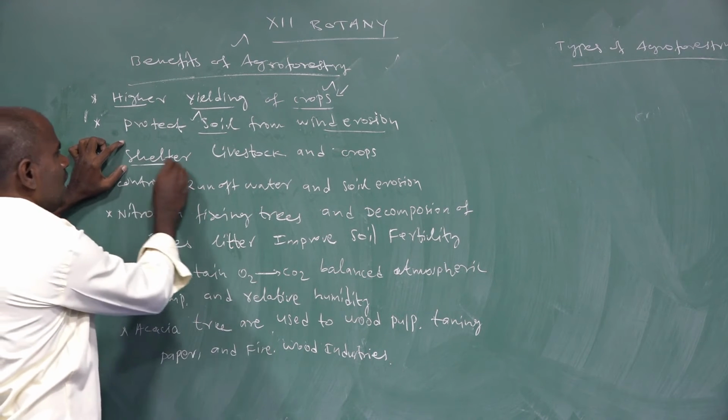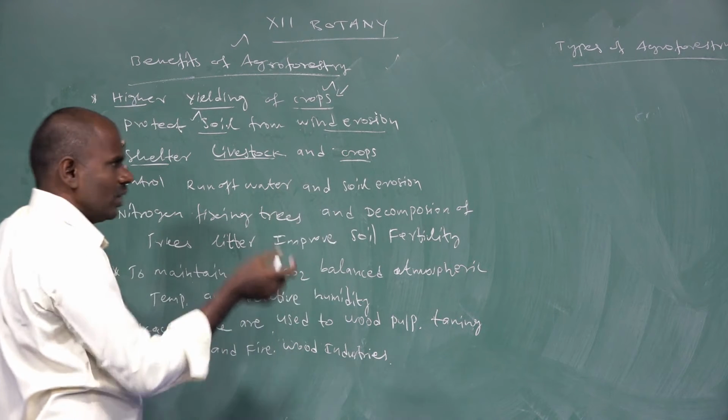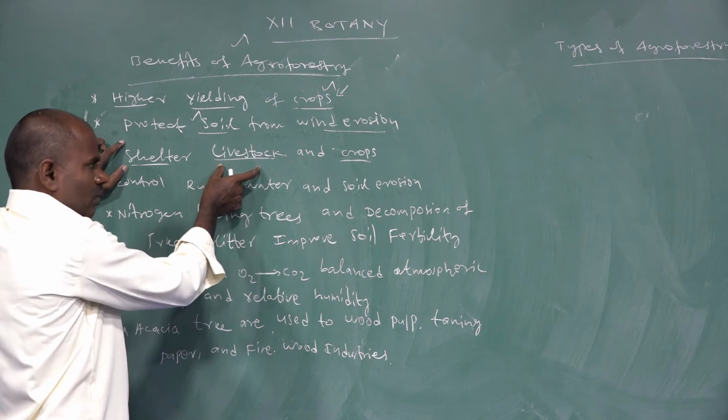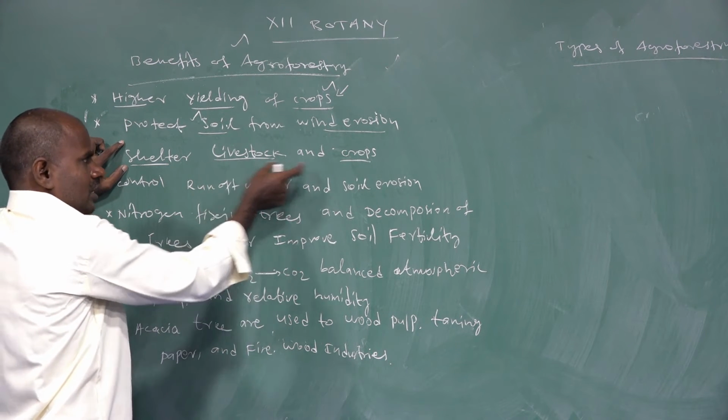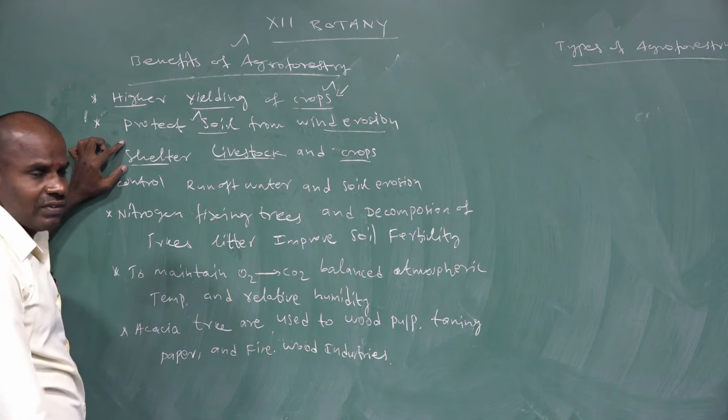And the third one is shelter for livestock and crops. For protection of livestock, some types of domestic animals, and some types of crops are protected in the agroforestry cultivation process.